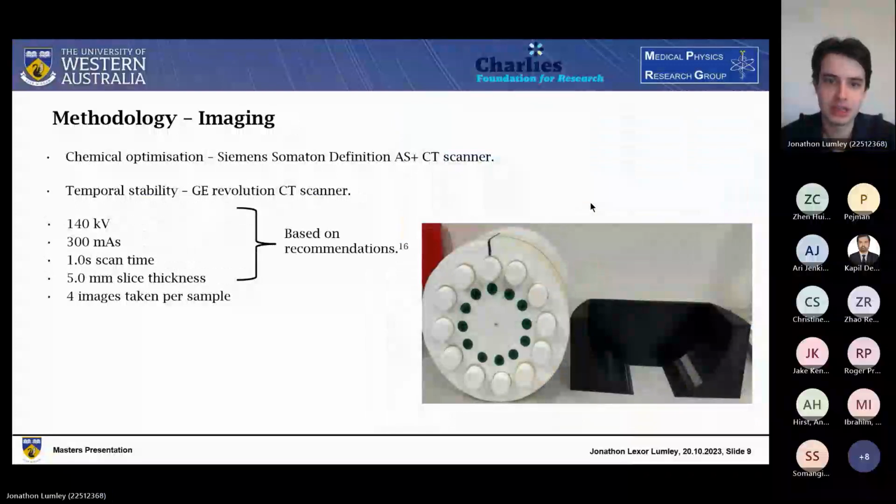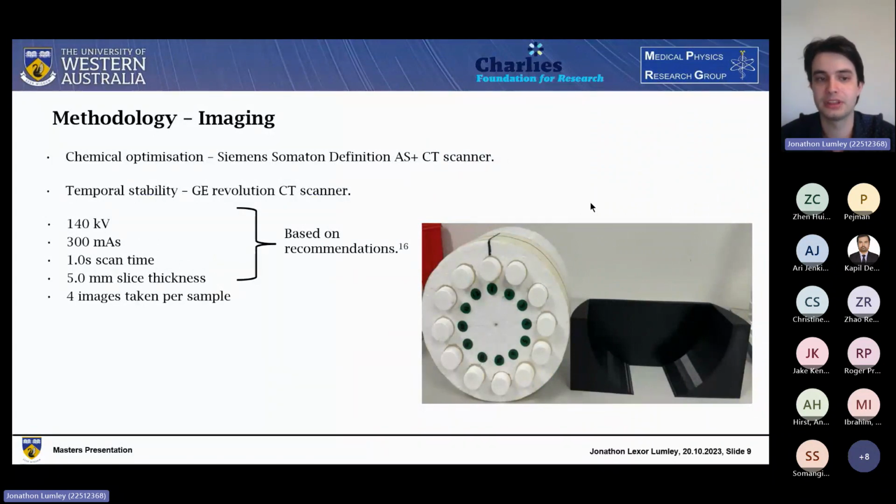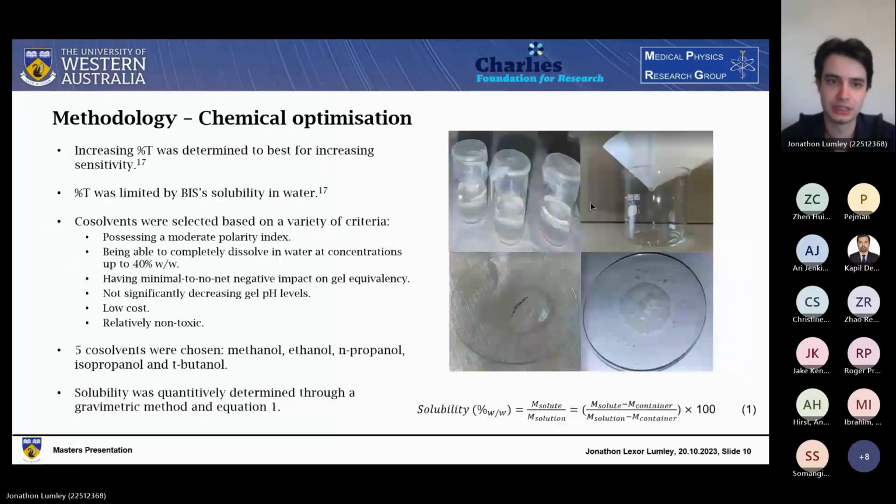In terms of imaging, there were 2 different CT scanners used. For the chemical optimization section, I used the Siemens CT scanner, and for the temporal stability section, I used a GE CT scanner. All the parameters were based on recommendations, which included 142 voltage, a 300 tube current, a 1 second scan time, a 5 millimeter slice thickness, and 4 images were taken per sample to do image averaging.